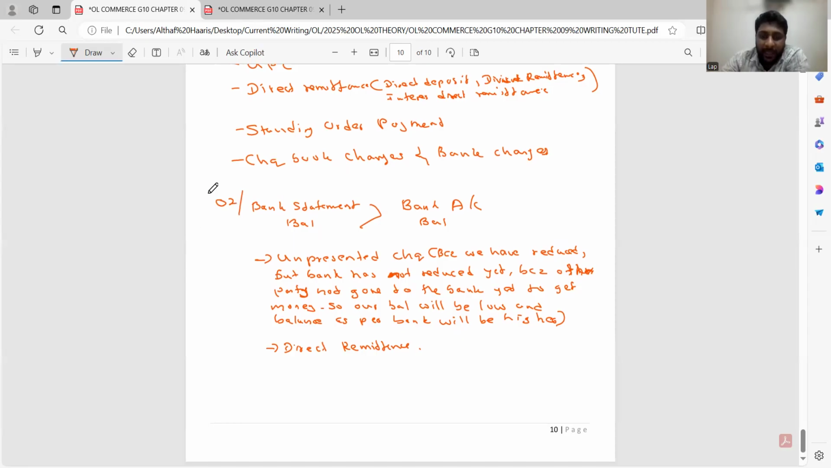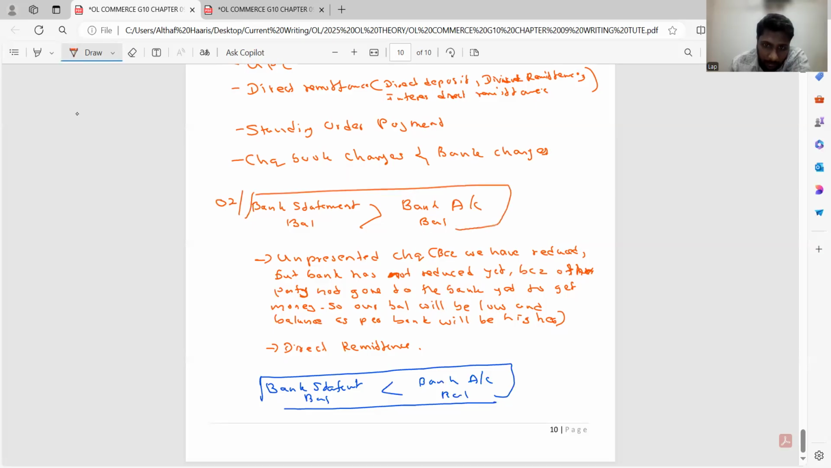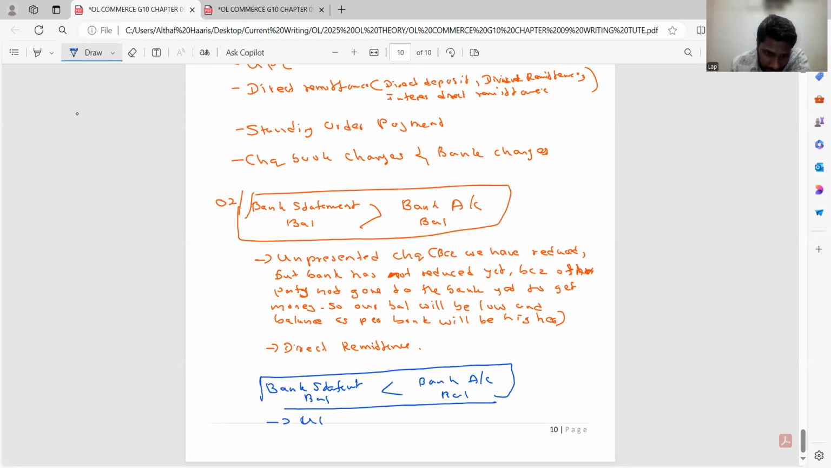Okay, write down the other side too, children. Extra learning, they have not asked it. Write it as an extra additional note. Bank statement balance is smaller than the bank account balance. What are the reasons? One is UPC, other one is standing order payment, other one is checkbook charges, and bank charges.